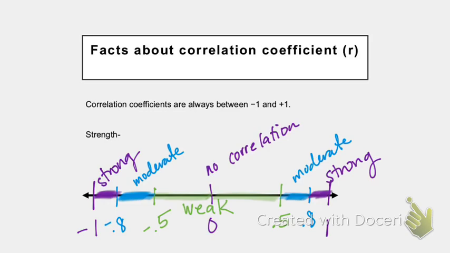So we got some practice last time looking at scatter plots and ordering them from negative strong to positive strong. You were ordering them without even knowing the numbers. Well, now we'll have the numbers, and so that'll be more helpful.